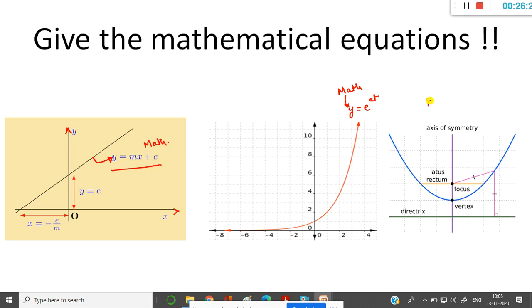And there is one more figure which is called a parabola, with an equation like (x minus a) whole squared equals h minus k, with some constants. So this is my parabola equation, the math equation for a parabola.